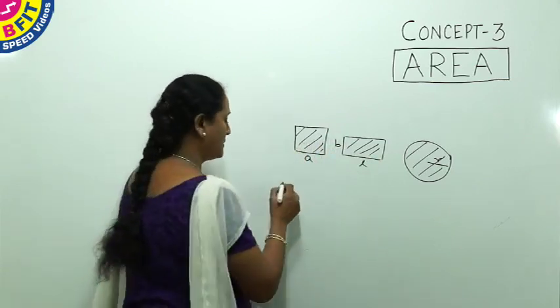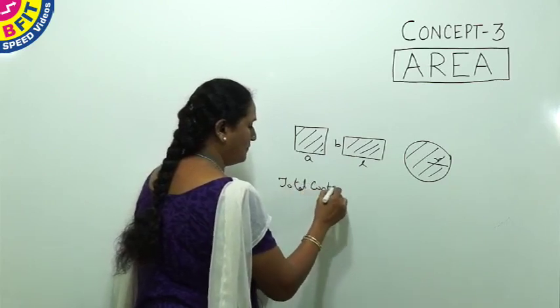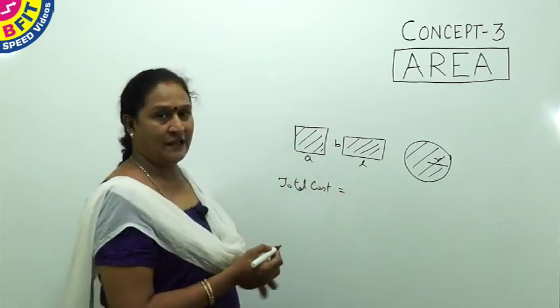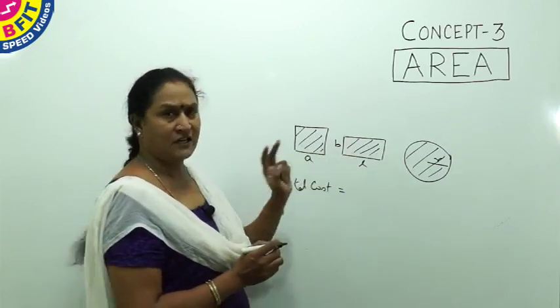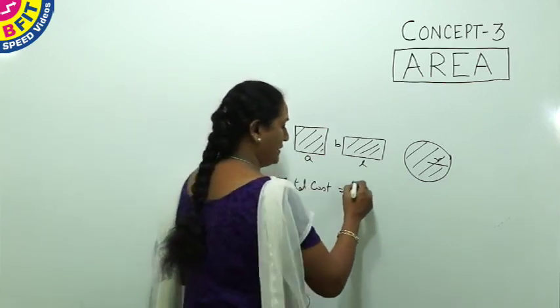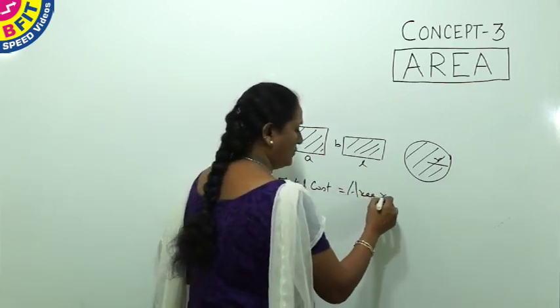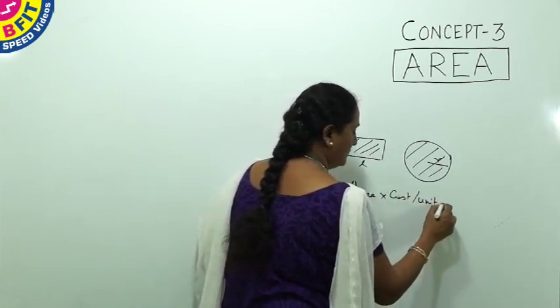So the total cost is got by the required area. Suppose it is a rectangle, find the area of a rectangle. Circle means area of a circle, or square means area of a square. So find the required area into cost per unit area.